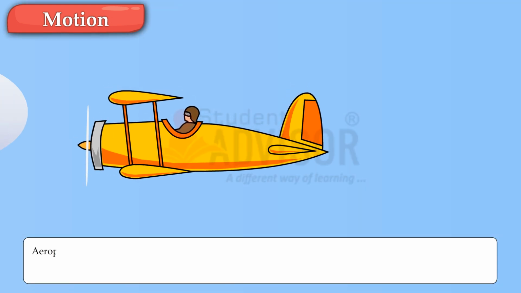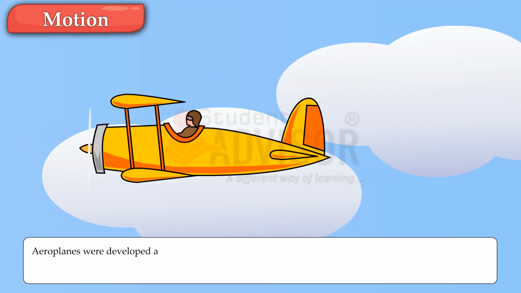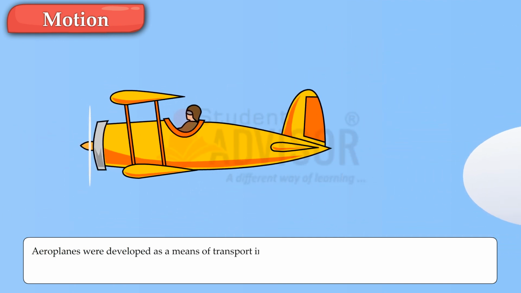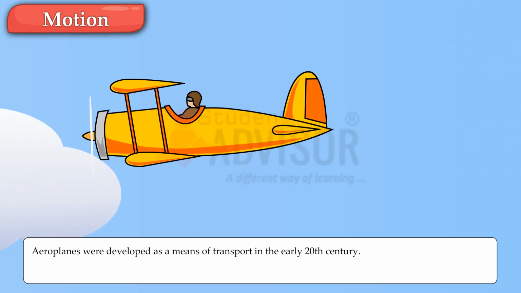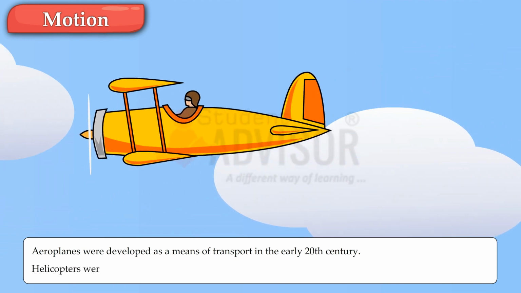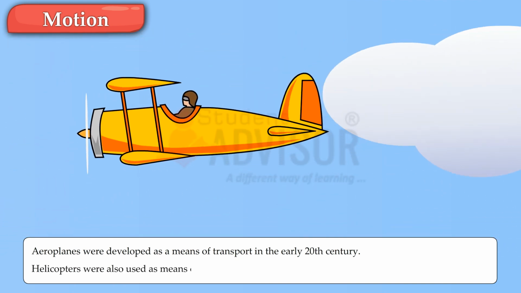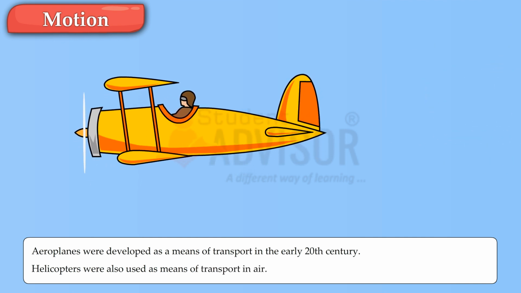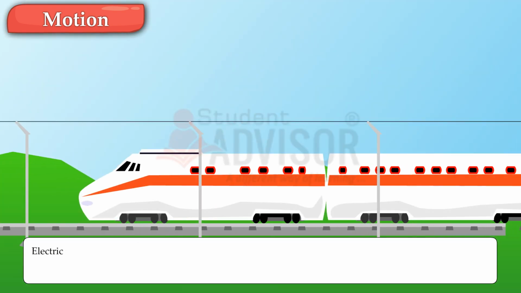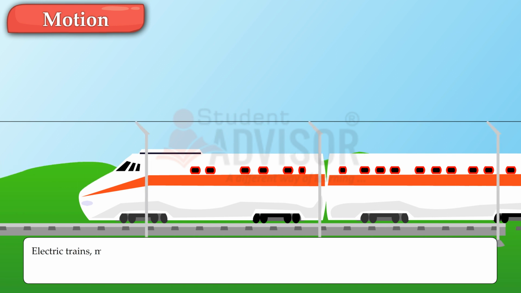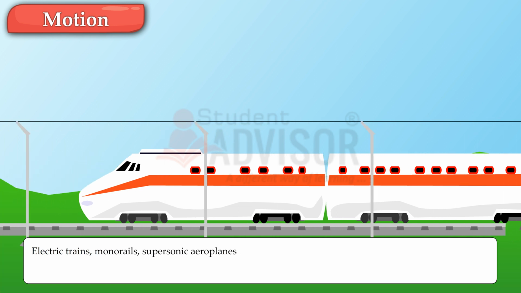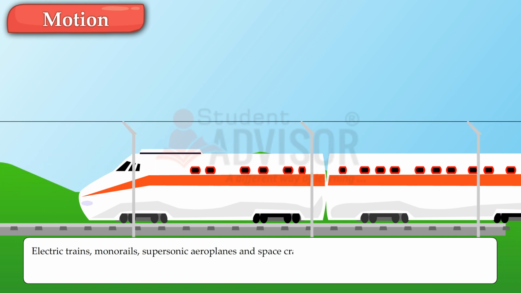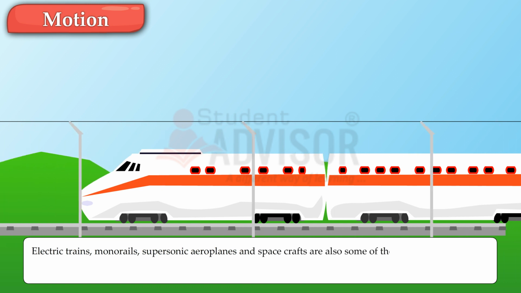Aeroplanes were developed as means of transport in the early 20th century. Helicopters were also used as means of transport in air. Electric trains, monorails, supersonic aeroplanes, and spacecraft are also some of the means of transport of the 20th century.